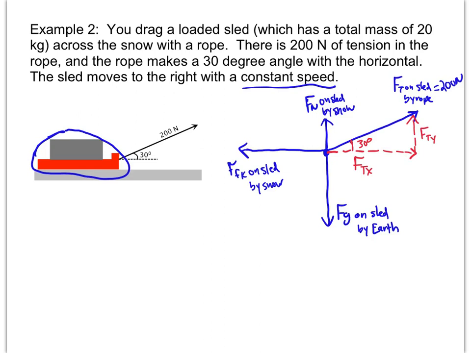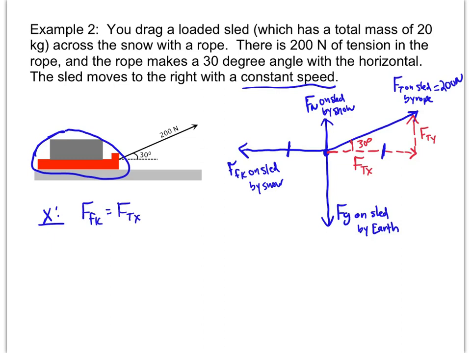Now, taking a look at our force diagram and the fact that we know that the sled moves to the right with a constant speed, we can start writing some equations for the forces and how they're related to each other. We know that the horizontal forces must balance, so we take the left force, that's equal to the right force. So we've got the force of kinetic friction is equal to Ftx.